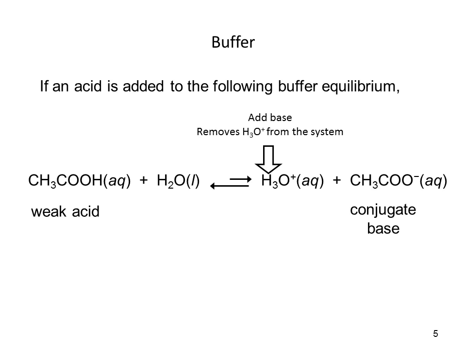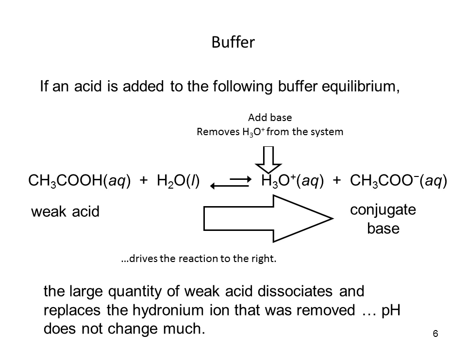That same buffer system will accommodate bases with little change in pH. If I add base, it's going to remove proton concentration from the system and reduce my hydronium ion concentration. That smaller amount of hydronium ion concentration is then replaced by the large quantity of weak acid because it dissociates and makes a little bit more of the hydronium ion. pH doesn't change much then.